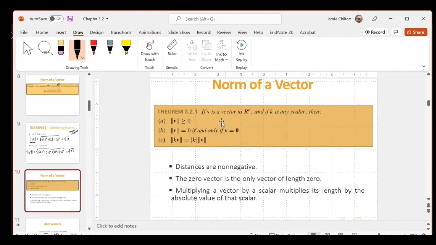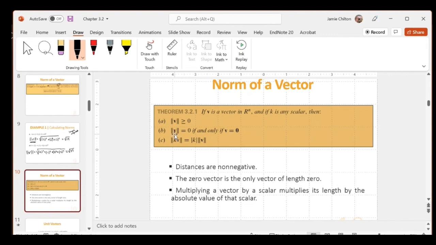So, because we are solving for the length or magnitude, here you're going to keep in mind your theorem 3.2.1 here. If V is a vector in real space and if k is any scalar, then the norm of V is going to be greater than or equal to 0. And that makes sense because when we're thinking about the length or the magnitude of that vector, we're not really taking into account direction, right? We're just looking at the length and the magnitude. So that is going to be equal to or greater than 0.